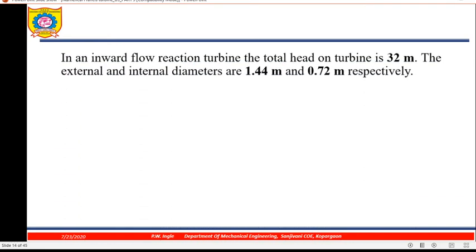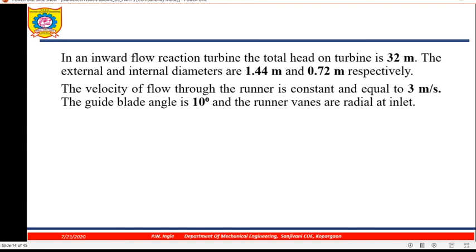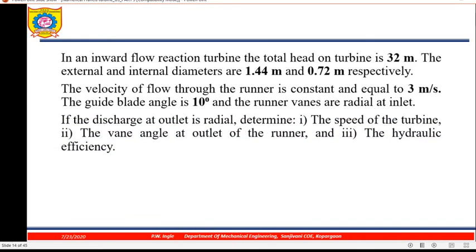Now next problem. In an inward flow reaction turbine, the total head on turbine is 32 meter. The external and internal diameters: external is D1, internal is D2. The velocity of flow through the runner is constant. Guide plate angle is 10 degree. And one important statement: runner vanes are radial at inlet. Discharge is also radial, so VW2 is 0. Calculate speed of turbine, vane angle at outlet and hydraulic efficiency.